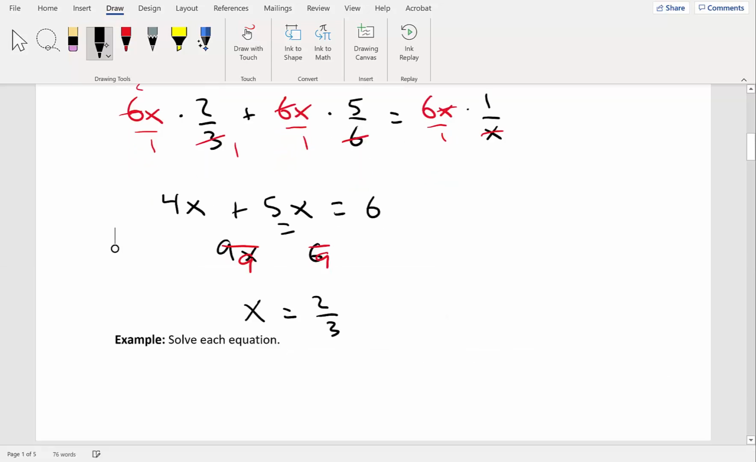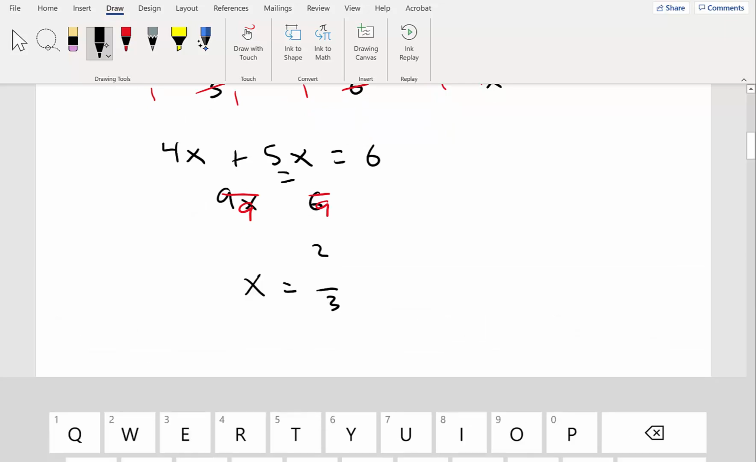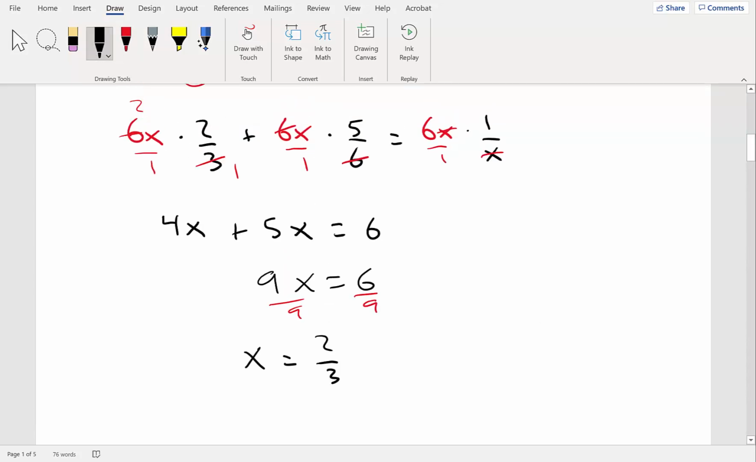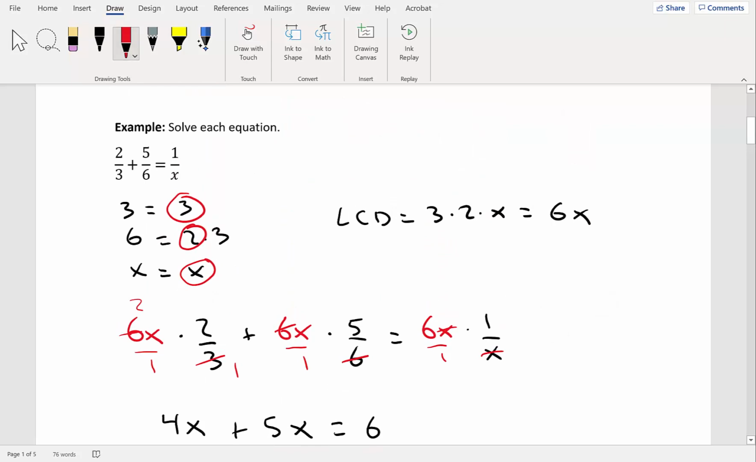Okay, so let's go ahead and check that real quick. Let me just fix this writing. So we had 9x equals 6, and then we divided both sides by 9. We got x is equal to 2/3. Okay, so I want to check the solution that we got into our original, I want to plug it into my original problem. But I'm not going to plug it in completely.